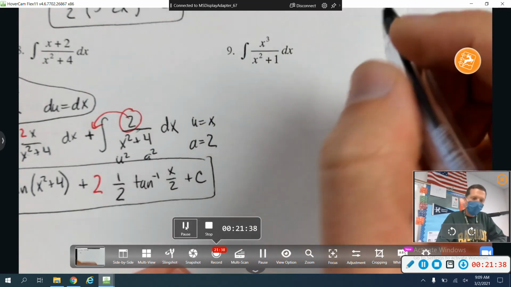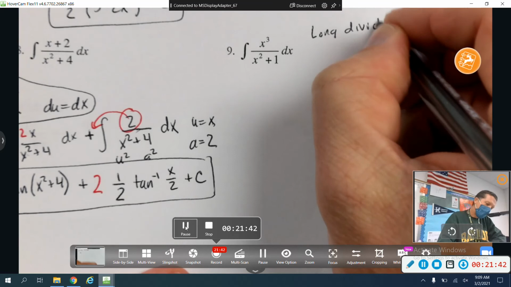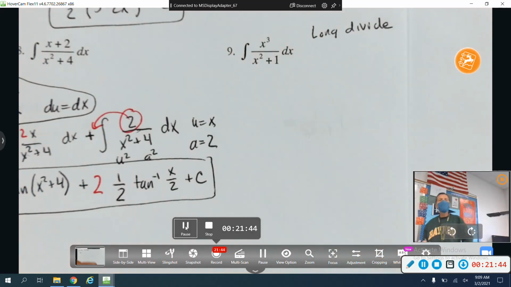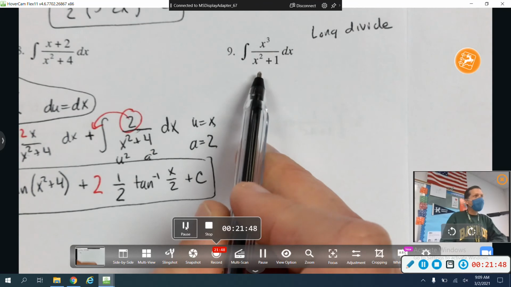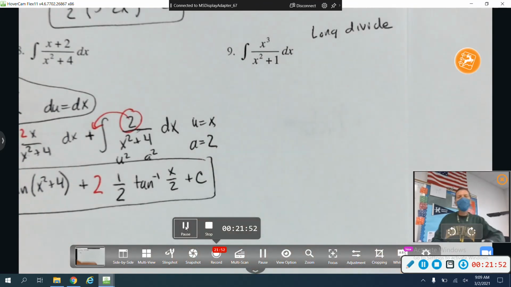I have to long divide. Wait, it cannot be synthetic, can it? Exactly. I can't synthetic divide because that's x squared.